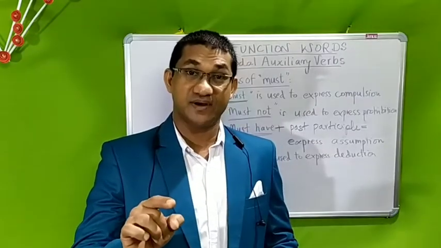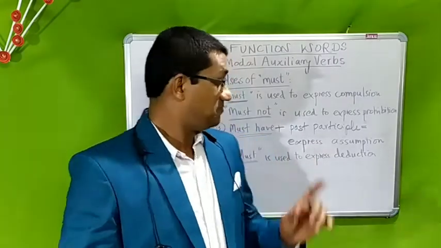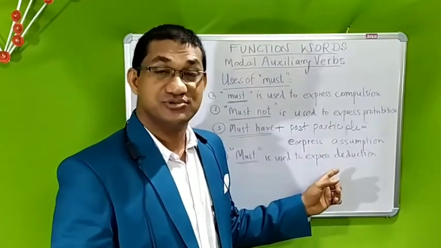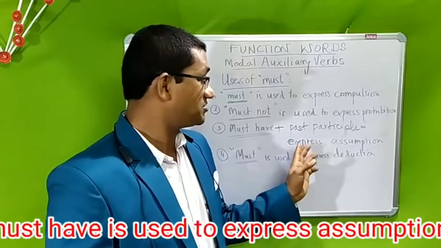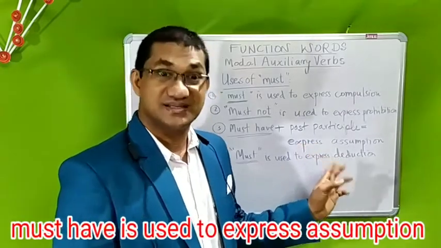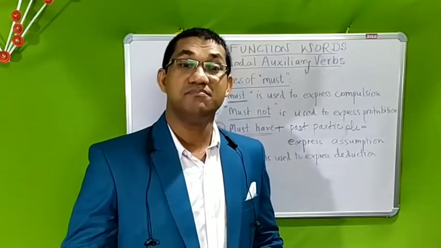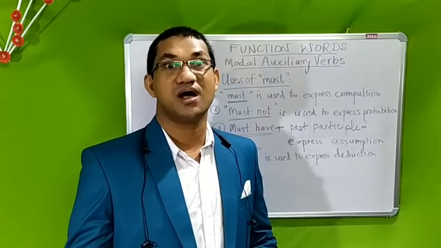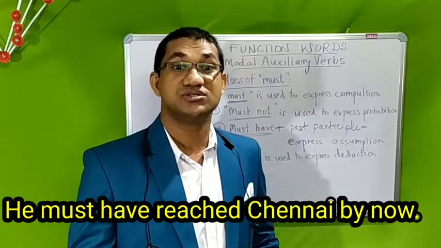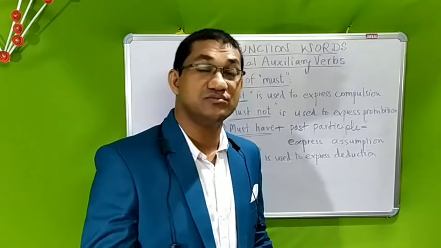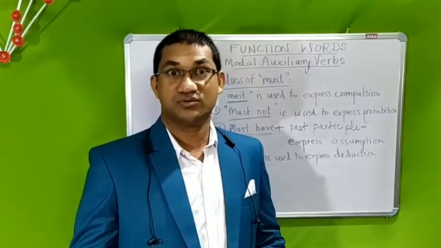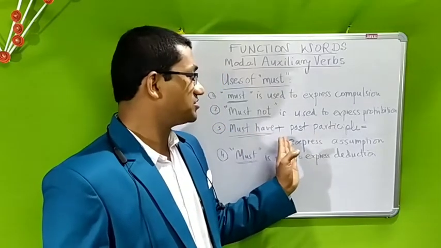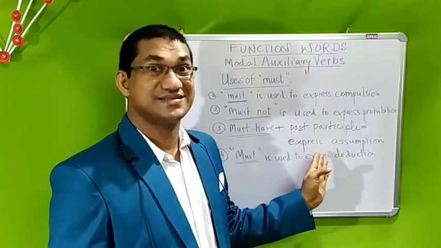Now we move on to the third use of must. Must have plus past participle is used to express assumption. We say, he must have reached Chennai by now. This is of course an assumption. We assume that he should have reached Chennai by now. So we say must have plus past participle is used to express assumption.